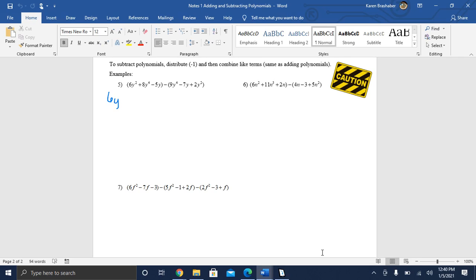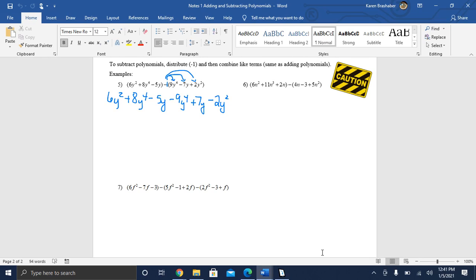So you would have 6y to the second plus 8y to the fourth minus 5y. But on your second parentheses, you think of distributing a negative 1, and so now signs are going to change. So we'll have negative 9y to the fourth, and then negative 1 times negative 7y, we would have positive 7y, and negative 1 times 2y squared, we would have negative 2y to the second.